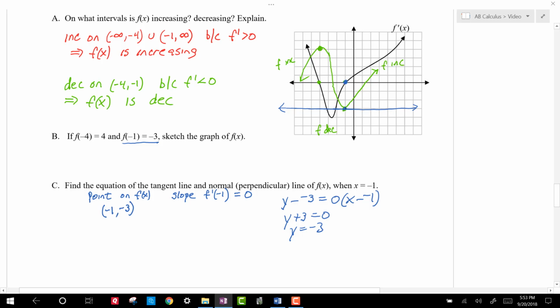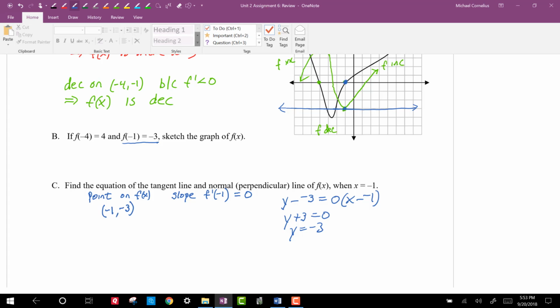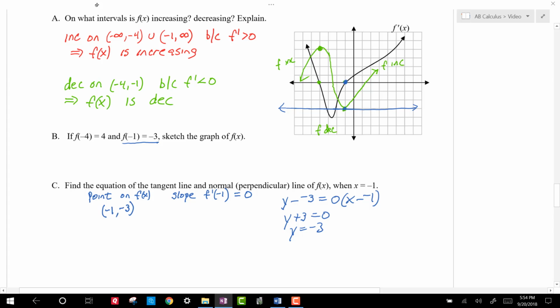Now, take a look at perpendicular to that. I'm going to draw perpendicular to that. Ooh, boy, there we go. Perpendicular to y equals negative 3 through the point negative 1, negative 3 would be x equals negative 1. See how easy that was? Not so bad. You just got to be able to break it down piece at a time there.